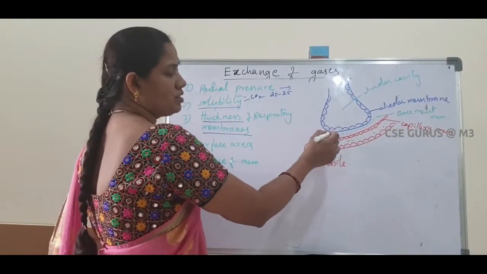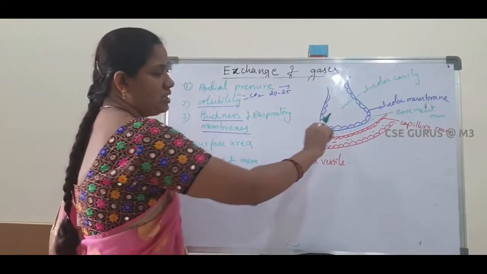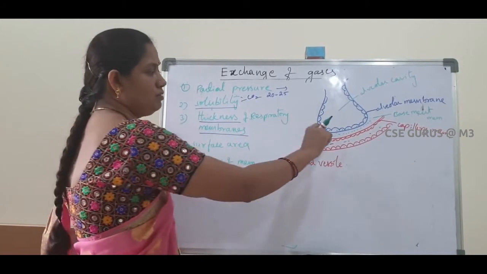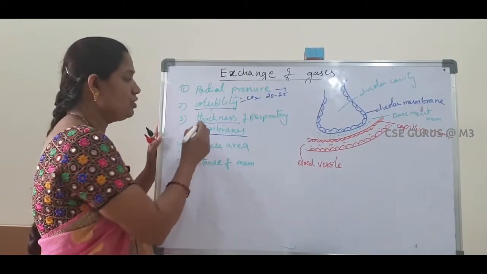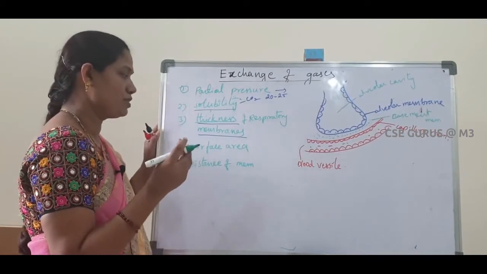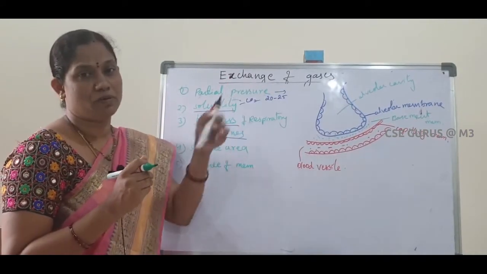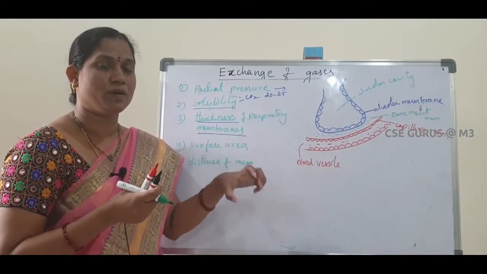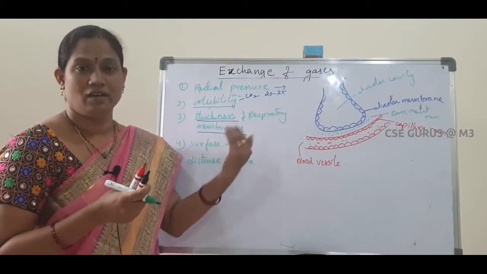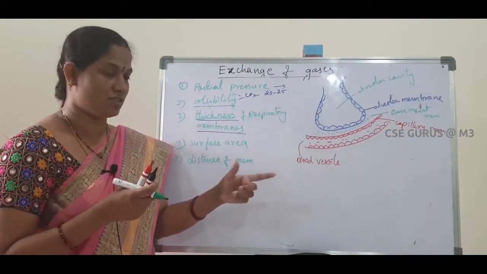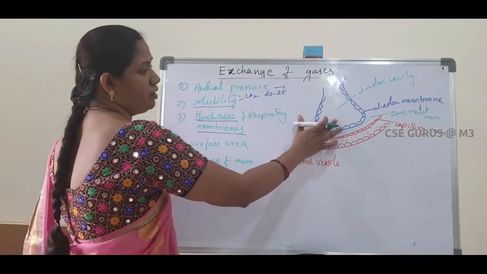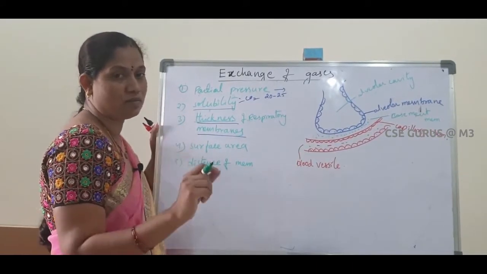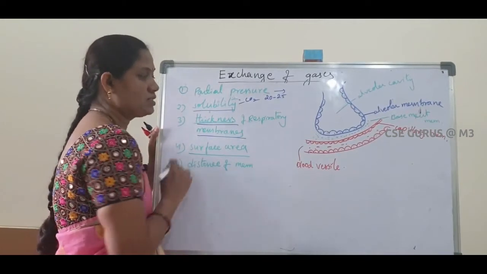In between these two layers, the basement membrane is present. These three layers form a very thin membrane. That membrane is called the respiratory membrane. The thickness of the respiratory membrane also affects the exchange process. If the thickness is increased, it affects the exchange. Oxygen and carbon dioxide cannot easily diffuse if the thickness is increased. Here the alveolar membrane and capillary are both made up of a single layer of cells, that is, simple squamous epithelial tissue.